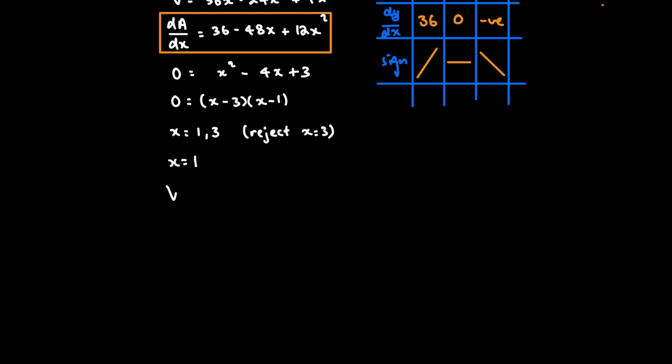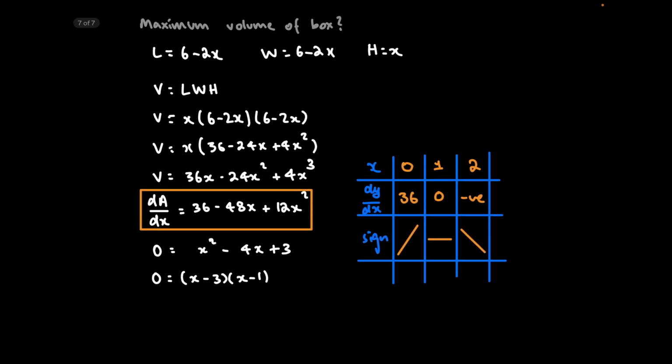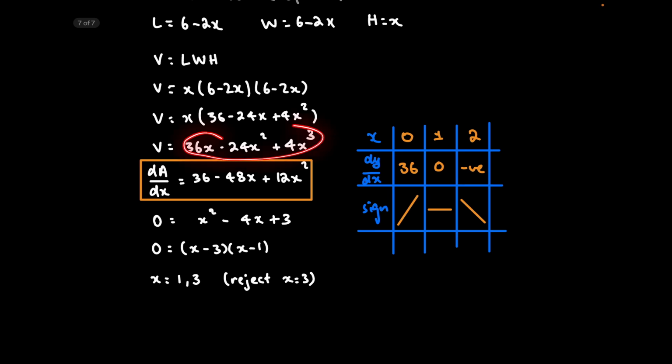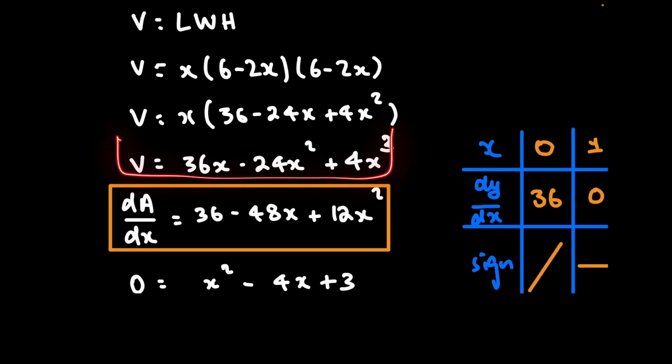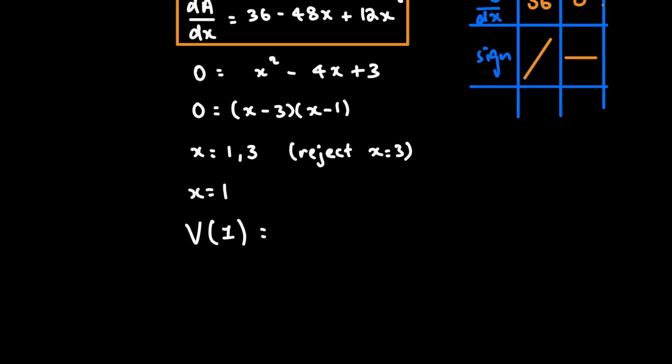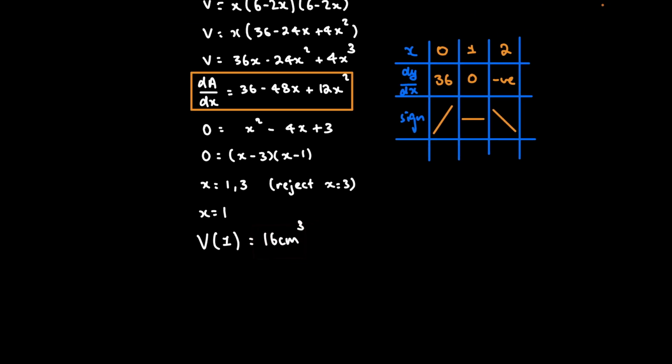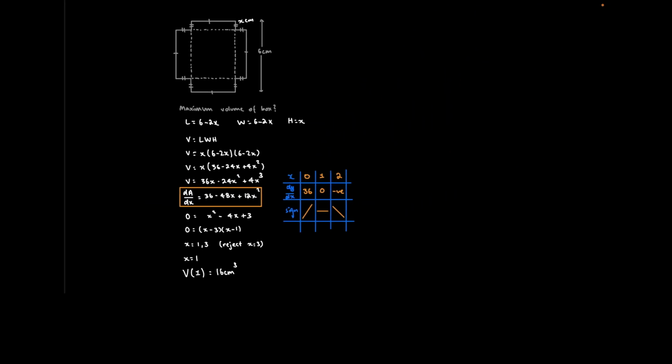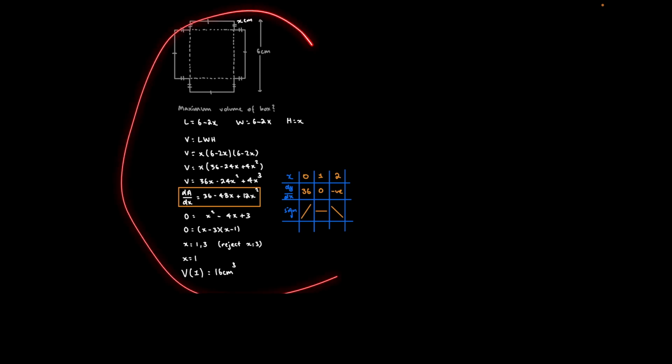Now we need to work out the volume that is given when x equals 1, because this volume is the maximum. If I sub it back into our volume equation, which was simply this, if I sub in 1, we get 36 minus 24 plus 4. That's the same as 36 minus 20, which is 16 meters cubed, or in this case, centimeters cubed. So this is the maximum possible volume for a box in these conditions. And this is how you do optimization for a question like this.